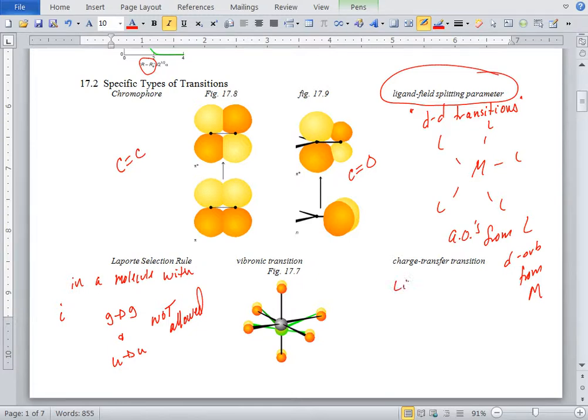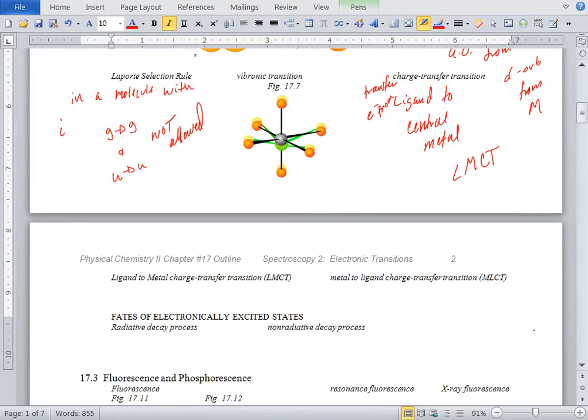Oh, and they like these ligands. The ligand to the central metal: I'm trying to transfer an electron from the ligand to the central metal. This stuff is really detailed, and I don't know how much the homework is going to get into this, but yeah, there it is: LMCT, ligand to metal charge transfer transition.